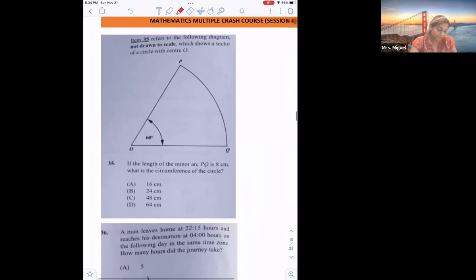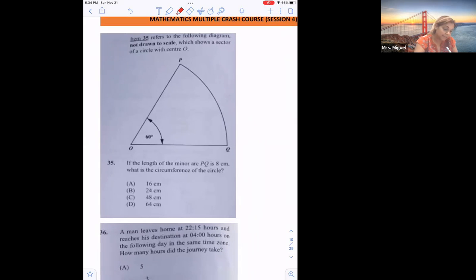Number 35, if the length of the arc here is 8, so what is the circumference of the circle? So 160-degree angle represents 8 cm. So 360 divided by 60 will give me 6. So 6 60-degree sectors will be 8 by 6, which is 48. The answer, C. So this question comes in a variety of ways.